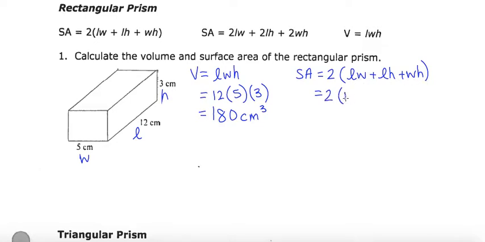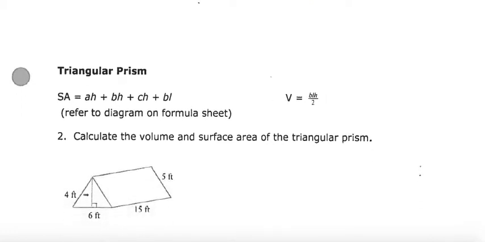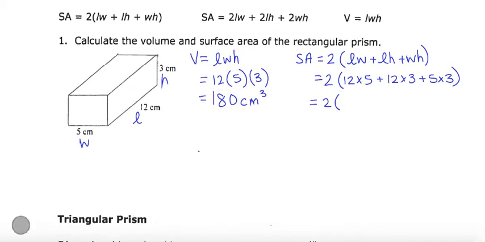So length is 12, times 5, plus 12 times 3, plus 5 times 3. We have to make sure that we follow order of operations. That's going to be very key. So we have to do our multiplications first before we can do any additions. 12 times 5 is 60. 12 times 3 is 36, and 5 times 3 is 15.